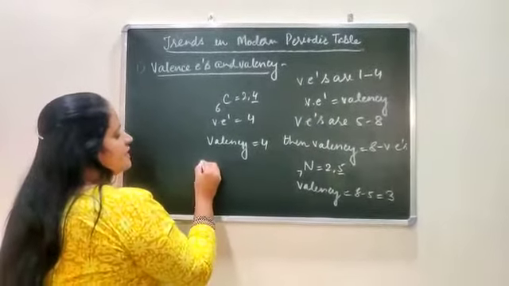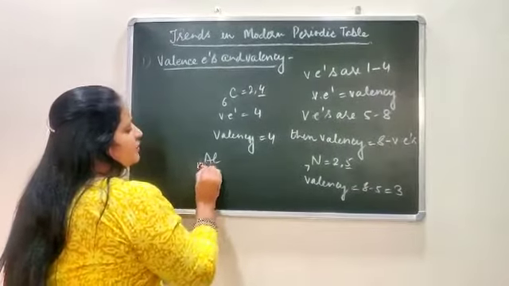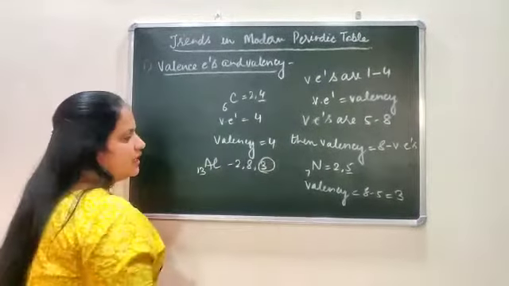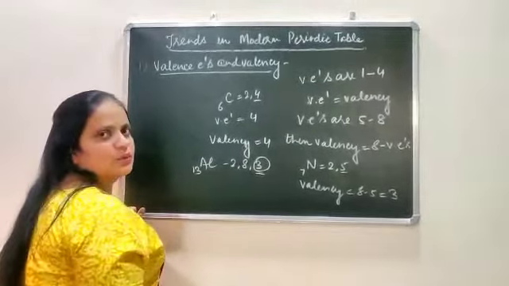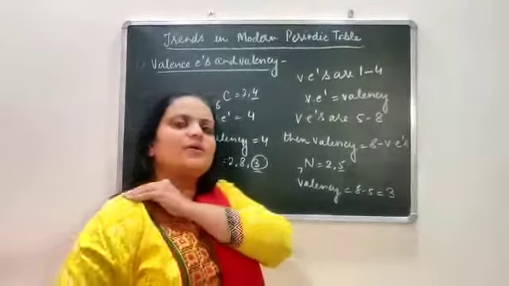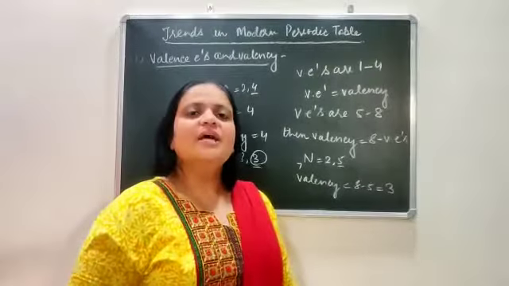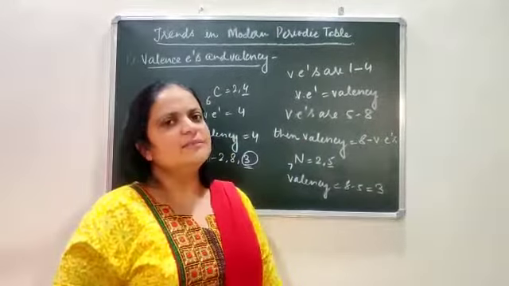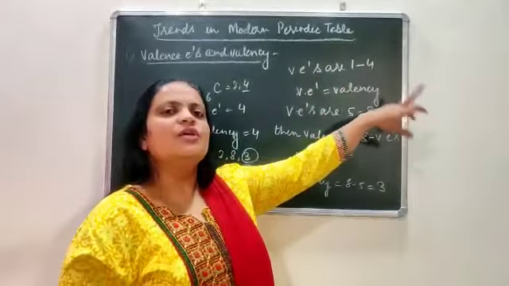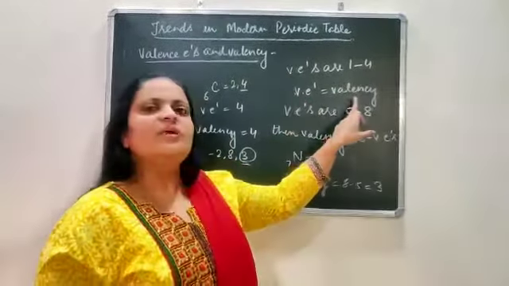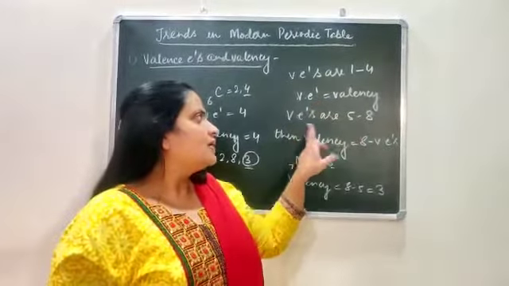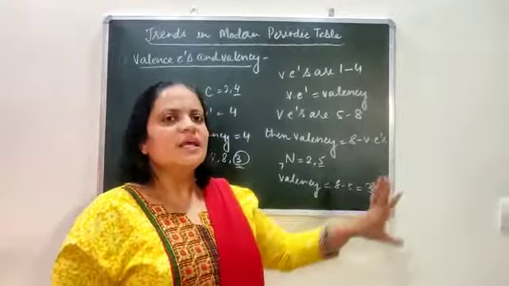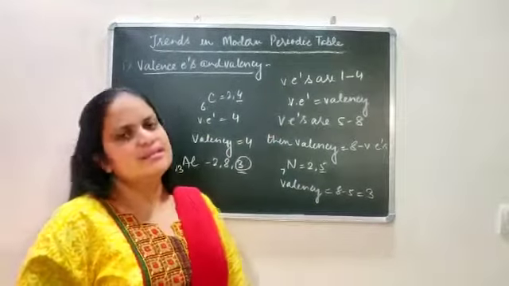Similarly, we can take the example of aluminium. Aluminium atomic number 13, configuration 2, 8, 3, valence electrons 3 and valency will also be equal to 3. So what we mentioned is that the electrons present in the outermost shell are known as valence electrons, and with their help we can calculate the valency. If the valence electrons are 1, 2, 3, 4, valency will be equal to valence electrons, and if the valence electrons are 5 to 8, valency will be equal to 8 minus valence electrons. We discussed different types of examples.